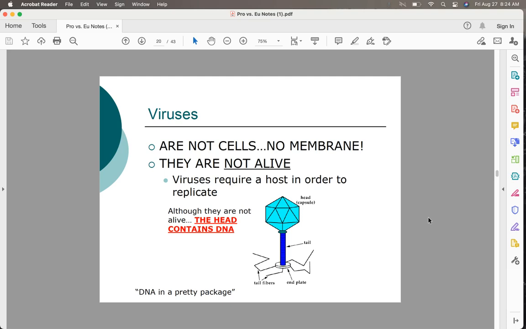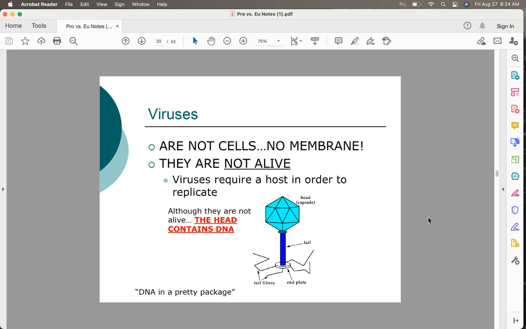They are not cells. So a virus is neither of the cell types that we've been talking about because it's not a cell. It does not have a membrane. It is not a cell. They are not alive. A virus is a special protein and DNA subunit that attacks living cells, right? And it takes over the machinery, and that's how it's able to replicate, by using host cells. So a virus can't do anything unless it gets into a host cell and starts to use that living cell to do its bidding. So I like to think about viruses as just DNA in a pretty package.